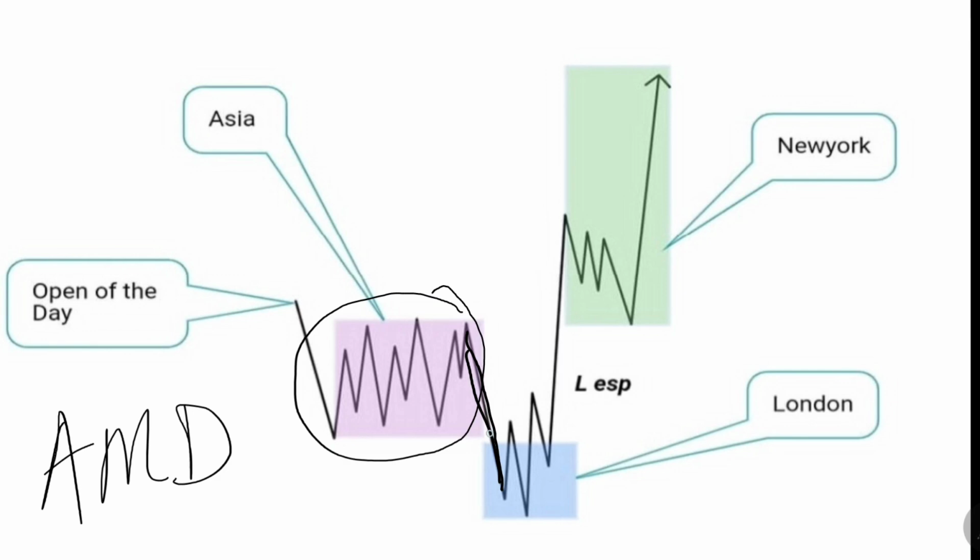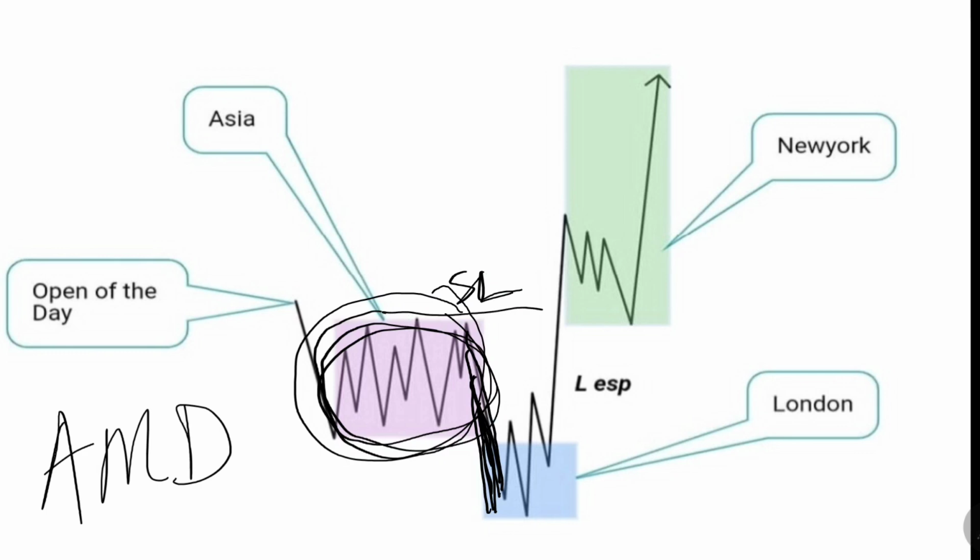Manipulation is a move intended to trap retail traders. So it's just a false move. The market goes in this direction, and the retail traders will go in this direction thinking that this is a breakout from the range. And when they have done this, they will place their stop loss right there, at the other side of the range, and enter a trade right there.